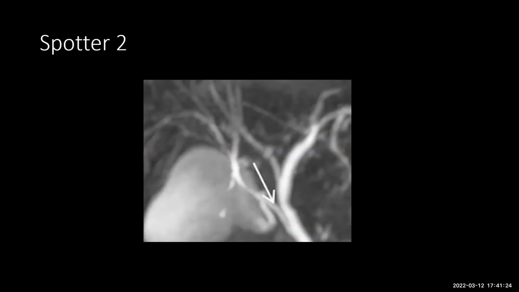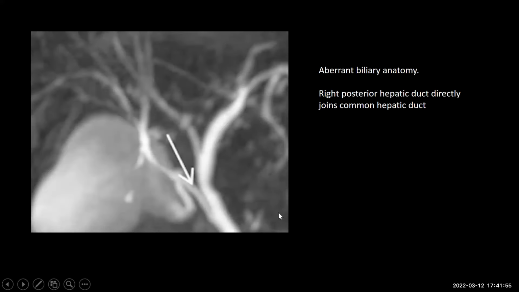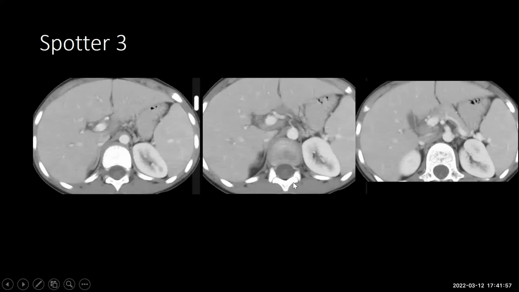Okay. So can you identify this anatomical abnormality? I put an arrow to help you out. It's a variation, an anatomical variation. Is there anything that you can identify? A little tricky one, so the image may not be very clear. This is the CBD. This is the gallbladder. This is the cystic duct.